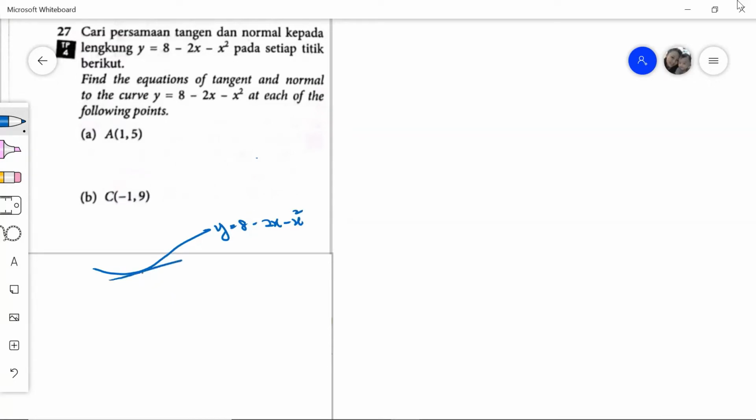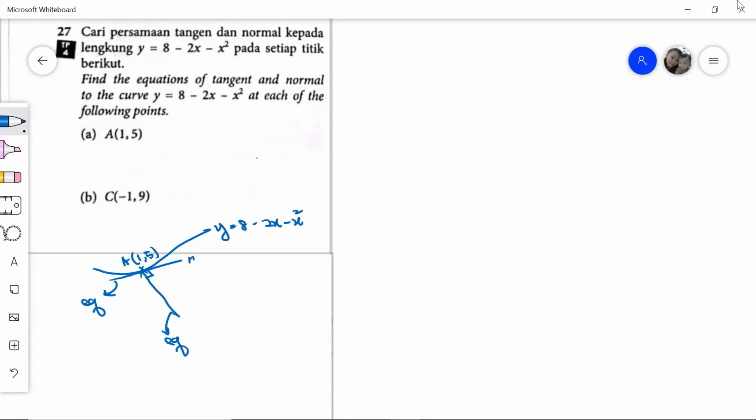So this is the tangent and also the normal, which makes 90 degrees to the tangent. So we need to find the equation for this line and the equation for this line. Okay, so let's see what are the points that we have. We have A. We need to find the equation of the tangent and normal that passes through A, and another point is C. So we have two scenarios here. The first scenario is A. So let's just look at A first.